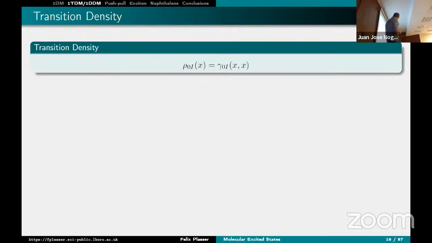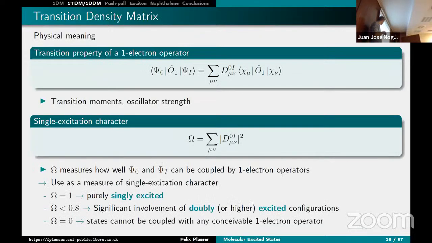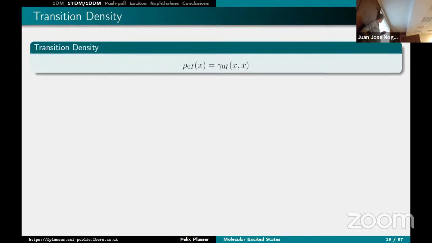So, okay, that was the detour. Maybe something to say here is that most of the transition density analysis techniques that we'll be talking about only work for singly excited states. If you have doubly excited states, then you can still use a different density matrix, but the transition density things don't work anymore because the transition density vanishes. We get the transition density by taking the diagonal part of the transition density matrix.